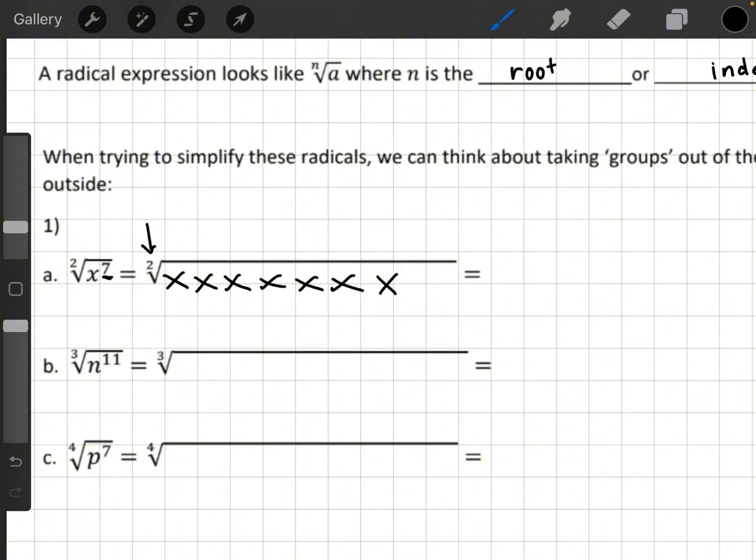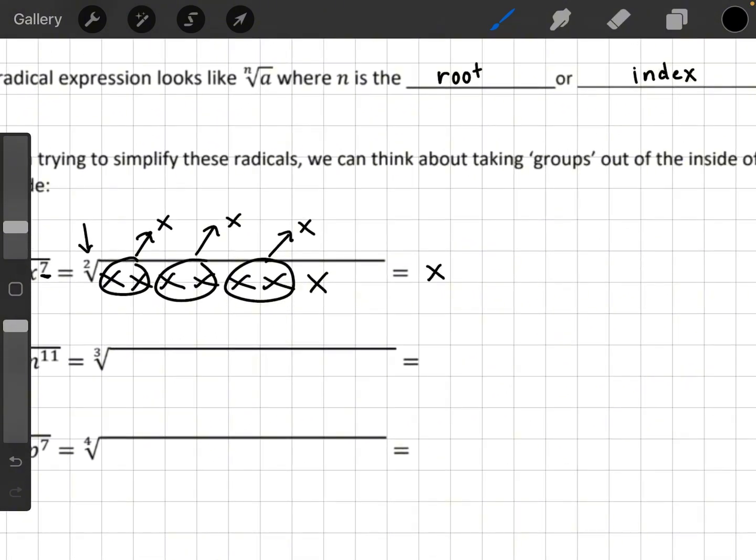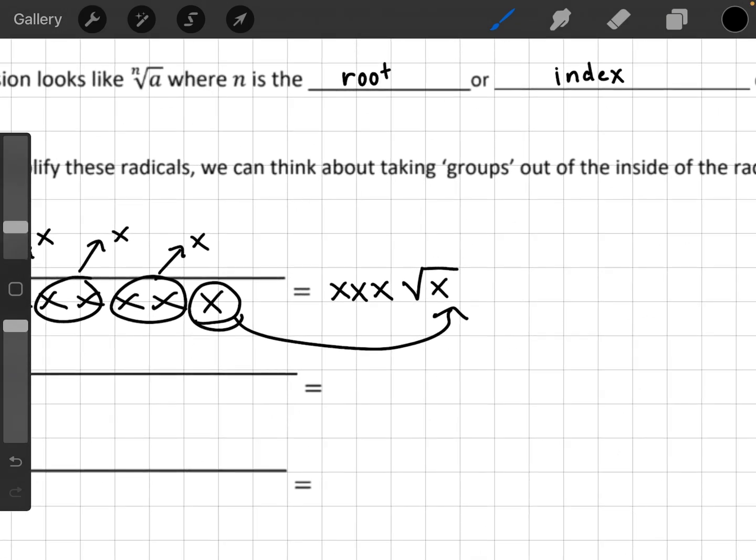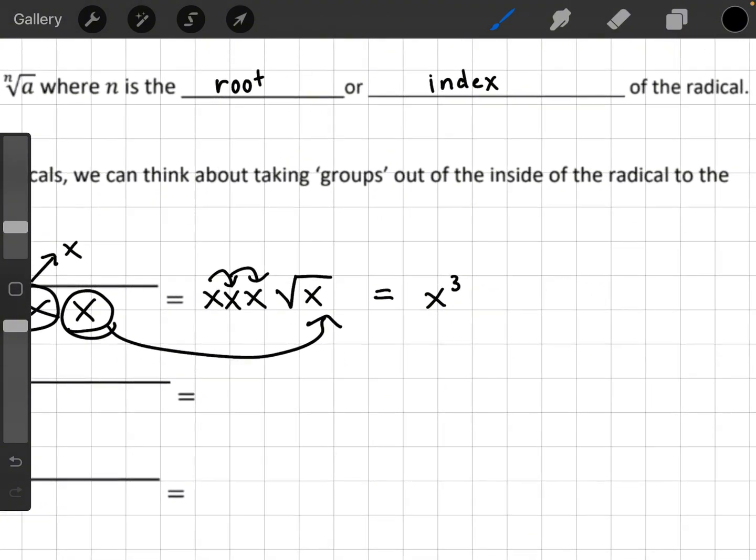Because we're taking the square root, we're looking for groups of 2, so we can group out pairs. These just become individual x's on the outside. So we can rewrite this as x times x times x times the square root of x, because we have one remainder, which we leave on the inside. We can simplify this to x to the power of 3 multiplied by the square root of x.